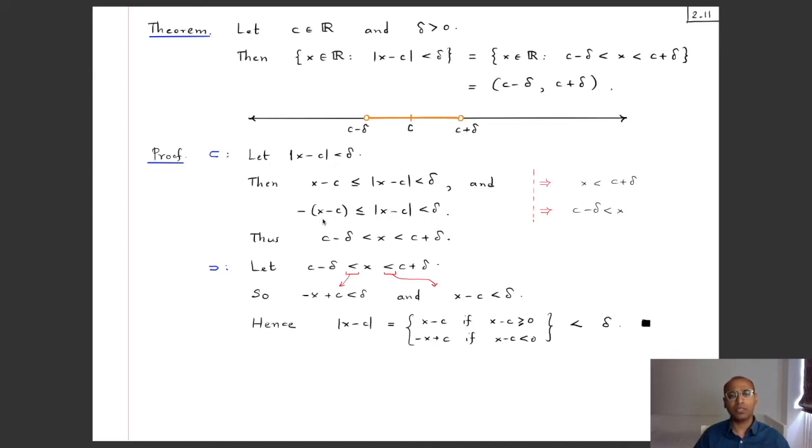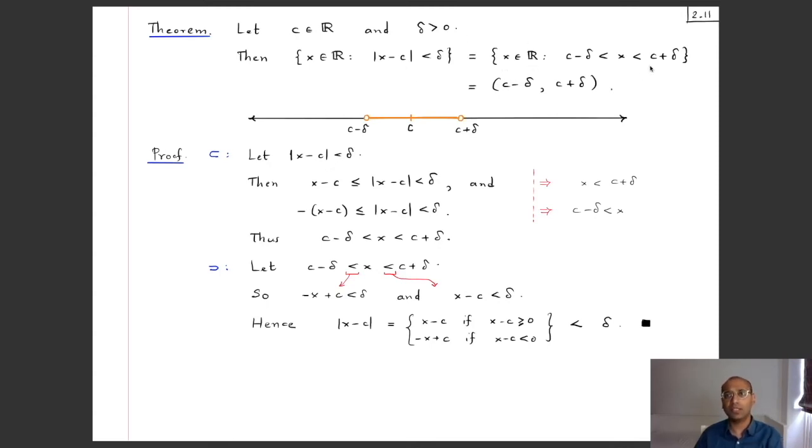That was the assumption. And so if I rearrange this thing, if I take the x to the other side and delta to this side, I get c minus delta is less than x. So putting these two together, I have indeed that x is less than c plus delta and bigger than c minus delta. In other words, it belongs to this set. So this set is included in this set.